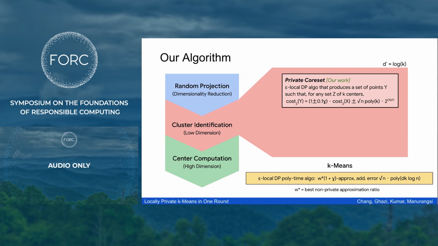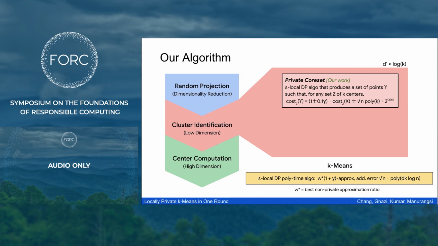And note here that the additive error we can achieve is square root n times poly k times exponential in d prime. But this exponential in d prime factor is okay because we are now in log k dimension. So this factor is also just polynomial in k as well, and we are okay with that. So the detail of how we construct this core set will be described in the next slide.